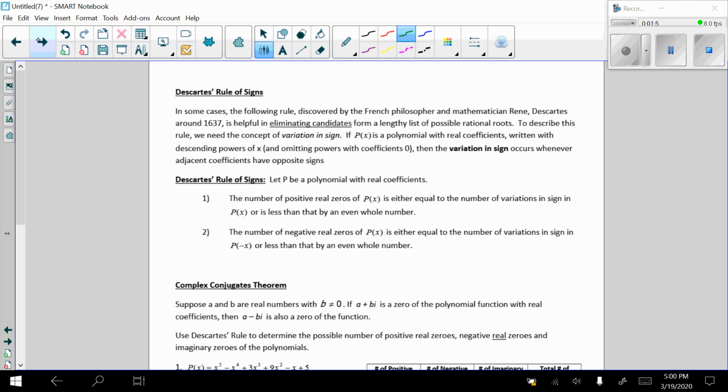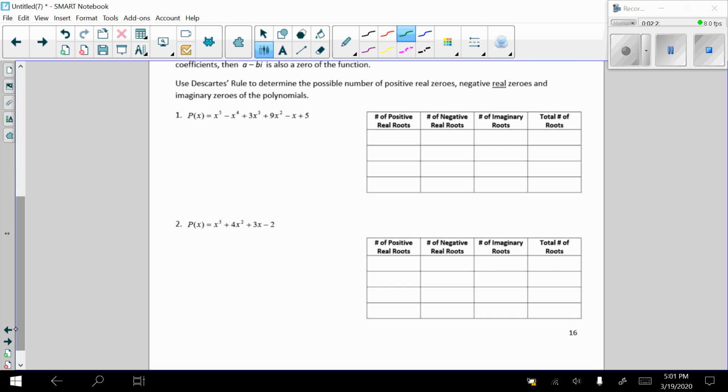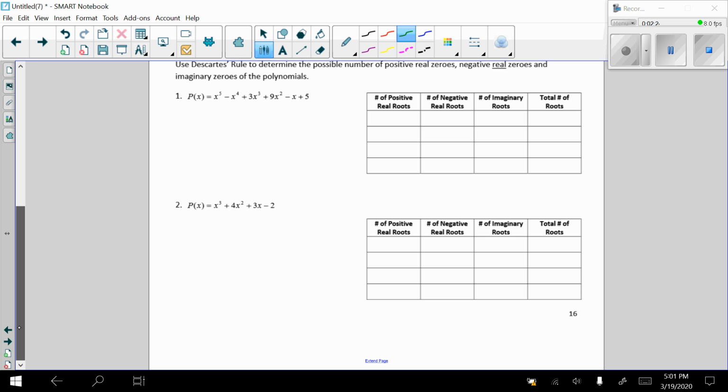In order to use Descartes' rule of signs, we need to make sure that our polynomials are written in descending powers of x. So x to the fifth, x to the fourth, x to the third, and so on until we get to our constant. What we're going to be doing is looking for the sign changes. In other words, how many times do the terms of our polynomial function bounce from positive to negative or negative to positive? That's going to be the key to today's lesson. So we're going to jump right in.